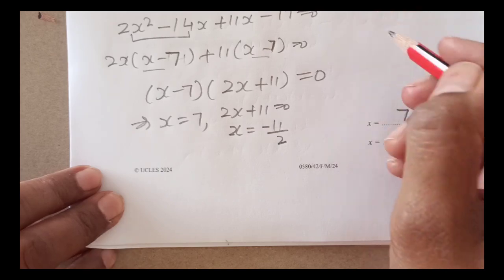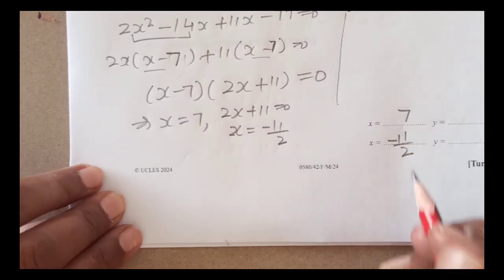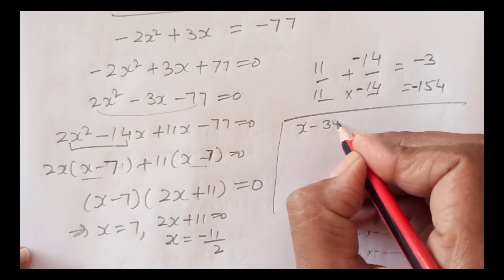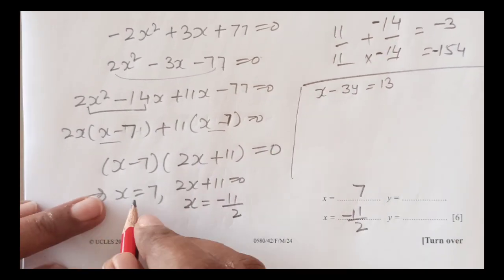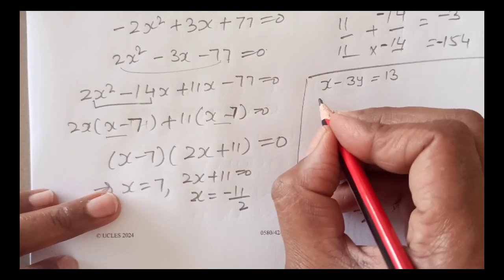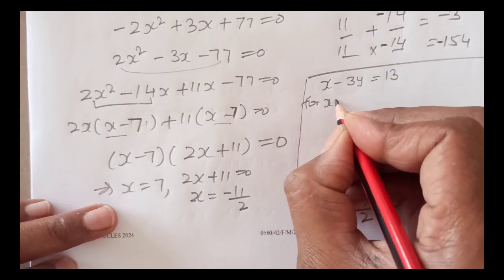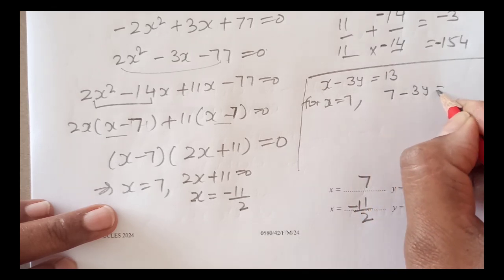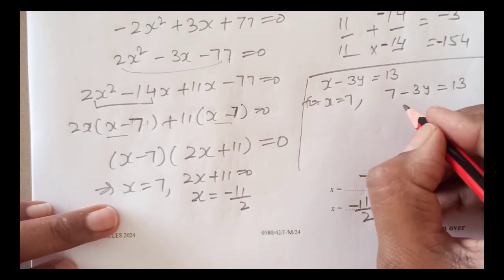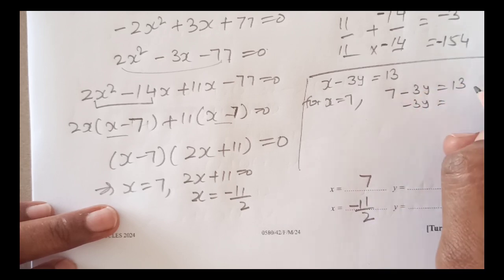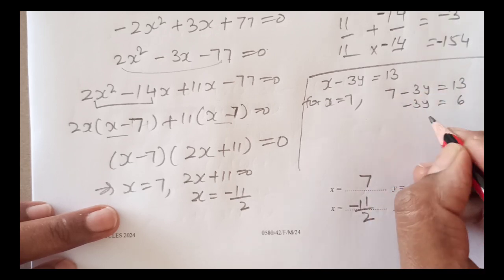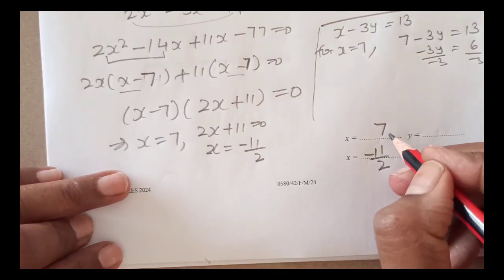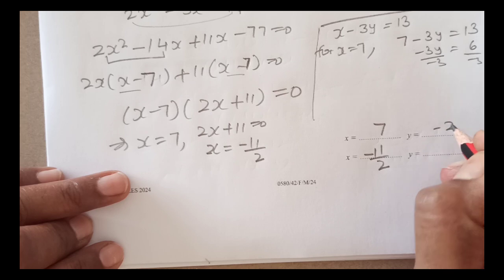Now we are going to substitute the values to get the value of y. So from here we have x minus 3y equals 13, right? So we have the value of x, so substitute first for x equals 7. So this will be 7 minus 3y equals 13. So negative 3y equals 13 minus 7, it is 6, so minus 3y equals 6, and the answer is minus 2. So when x is 7, y is equal to minus 2.